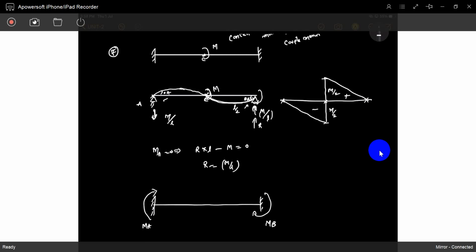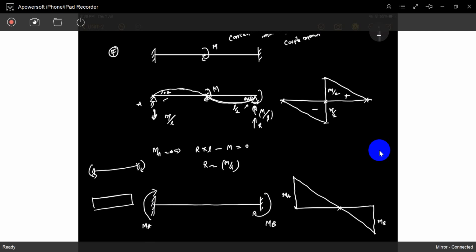So what is the fixed end moment diagram? This is MB, but in the opposite direction, and this is MA. The fixed end moments diagram is like this. Previously we drew the fixed end moments generating in this direction, so both were negative. But now it's different. Understood?